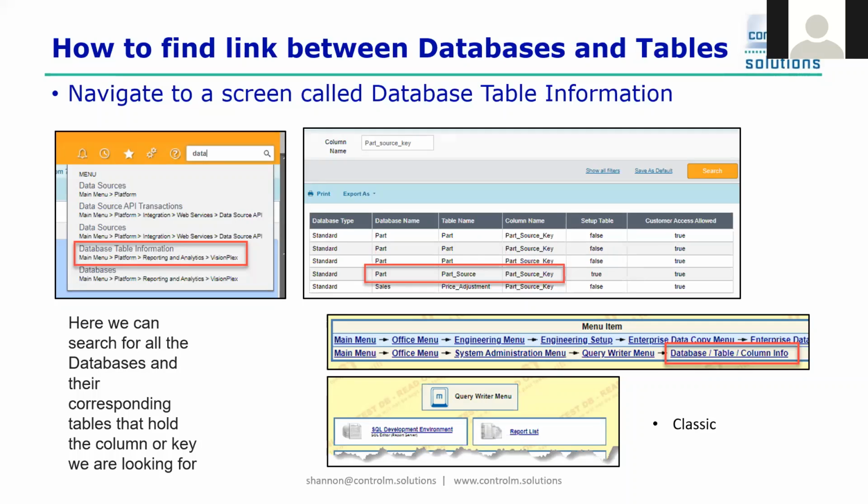And Plex is going to return all the databases and tables where we would be able to find that column. And we can see the part source key we had in our query is available in the part database on the part source table, which is what we joined in our query in the other screen. And we can also see that there's a part source key in the sales database in the price adjustment table. In Classic, you'll find this screen under the Query Writer menu.